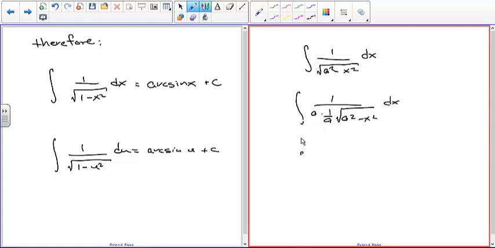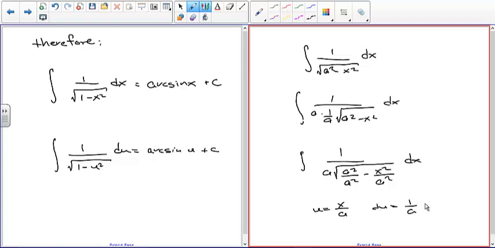So we're going to take this and move that inside the square root. So we'll have 1 over a times the square root of a squared divided by a squared minus x squared divided by a squared times dx. And then we're going to use this u substitution that u is equal to x divided by a. So du is going to be equal to 1 over a times dx. So that goes to 1. So you get 1 over a, and then you multiply it by dx.